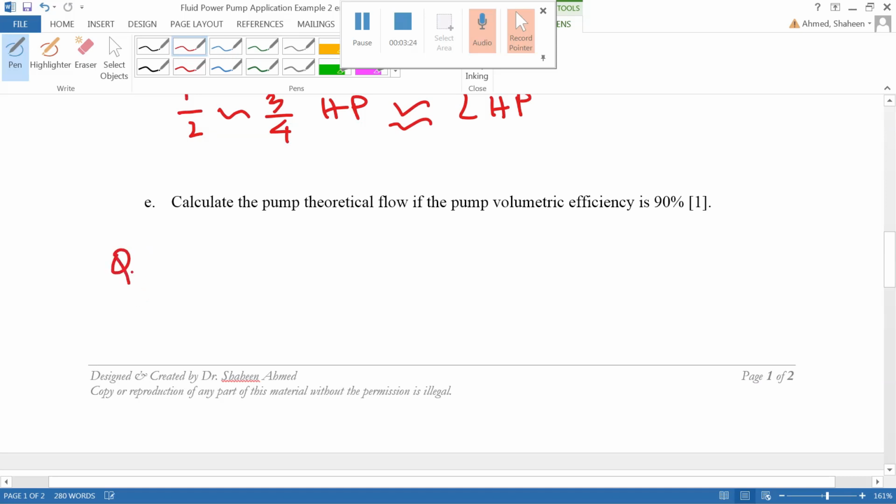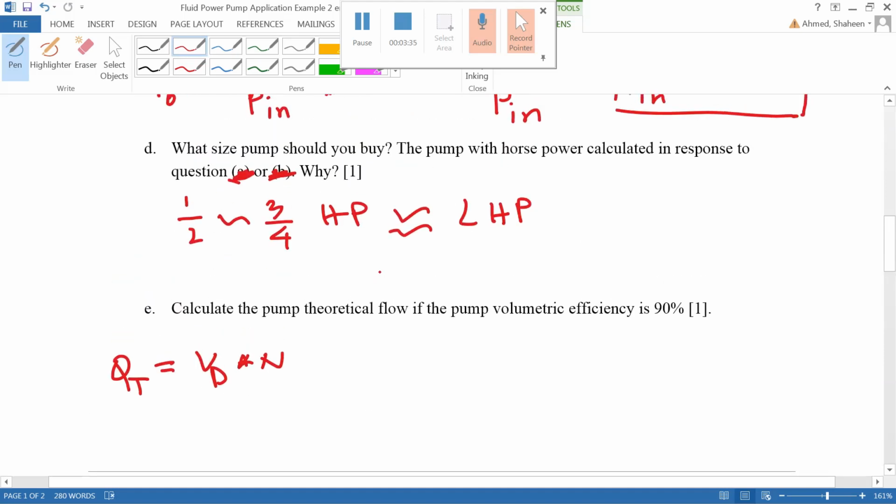Now the theoretical flow rate, which is QT, is VD times N. What's the pump theoretical flow? It's just asking for theoretical flow. We can use this way to calculate the theoretical flow, but we don't have this piece of information available. We don't have VD. So let's use the volumetric efficiency to calculate the theoretical flow first.